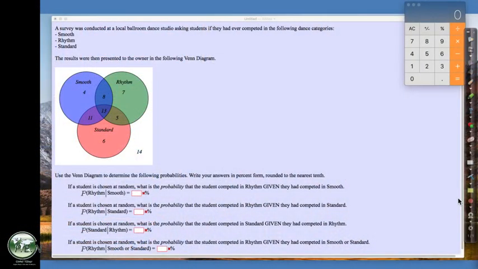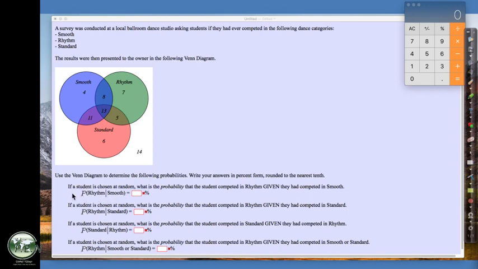Okay. So here we have our question. We're given a Venn diagram over here. A survey was conducted at a local ballroom dance studio asking students if they had ever competed in any of the following categories. And so we have one for smooth, one for rhythm, one for standard. The results are presented here. And then we're asked to calculate some probabilities based upon particular information.